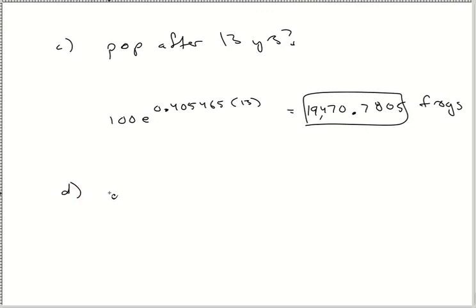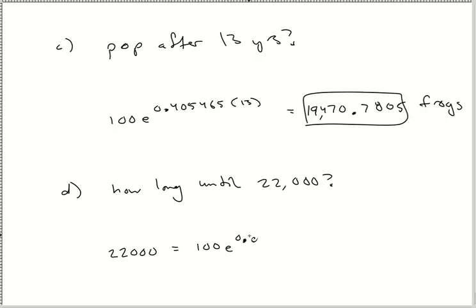And then D says, how long until we get to the 22,000 mark for frogs? I don't know. Maybe that's just some particular thing there. Well, that means that my answer is 22,000 equals that 100 initial. I mean, guys, we started with 100 frogs. 13 years later, we got like 20,000 frogs. That's a lot of frogs. But that's good. I mean, maybe it's an endangered species, and we're trying to bring them back up in the Amazon or something. I don't know. I'm just thinking out loud.